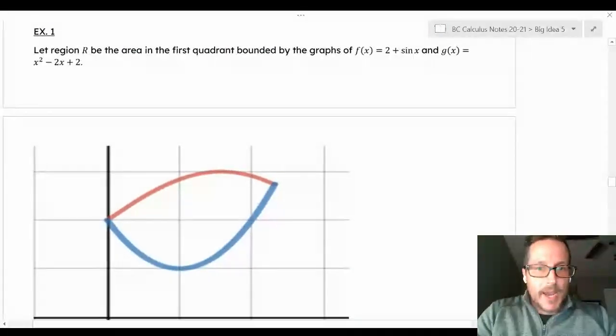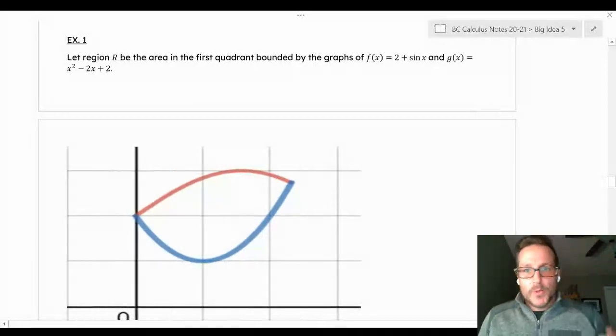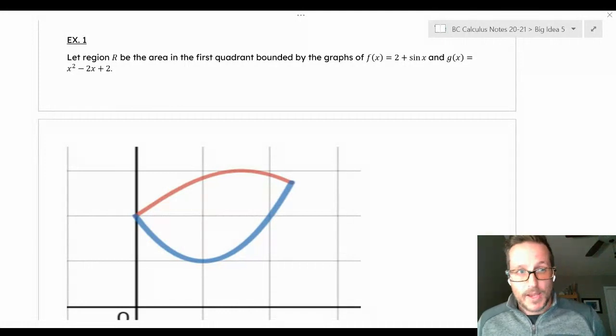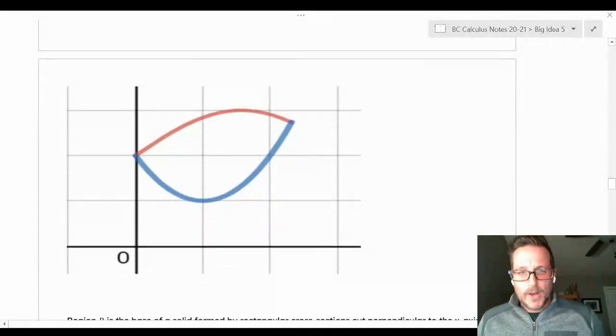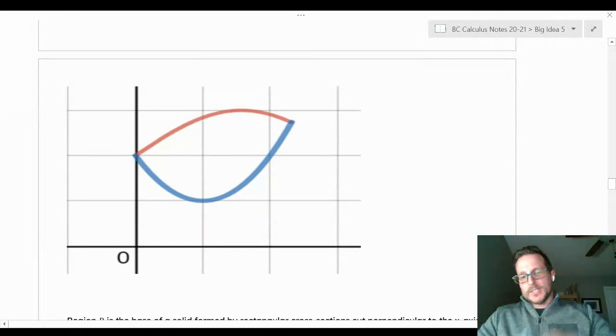So here is a region. The region bounded by the graphs of 2 plus sine x and this quadratic, x squared minus 2x plus 2. Here's what it looks like. All right, so that is going to be the base of a region. That's like our bread pan. So that's what we're going to be building off of.